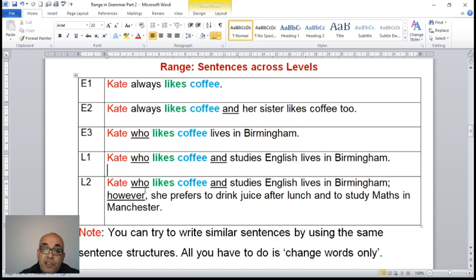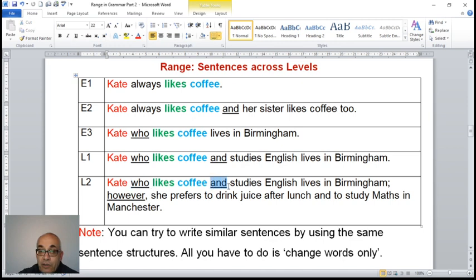If you go to level 2, "Kate, who likes coffee and studies English, lives in Birmingham. However, she prefers to drink juice after lunch and to study math in Manchester." However means but. This is a sentence I have written for you, and it shows you again a level 2 kind of sentence. I use who, which means I make a complex sentence.